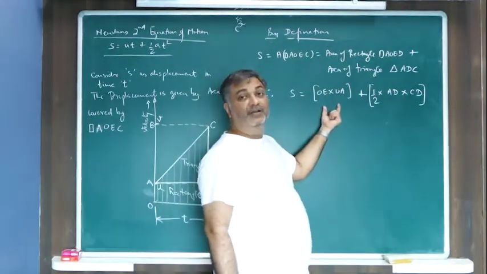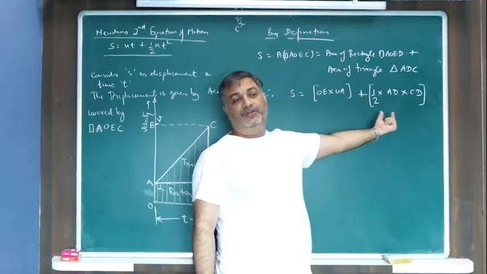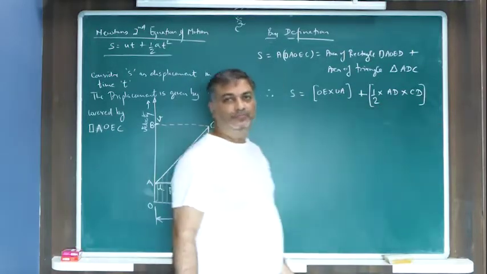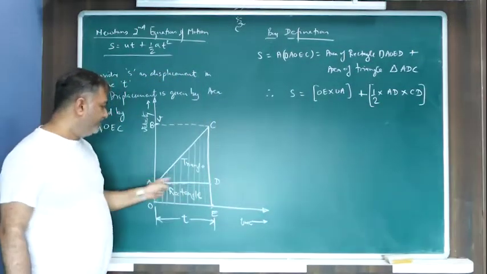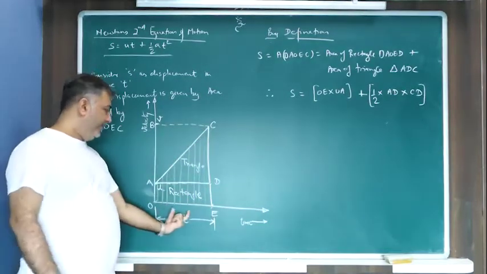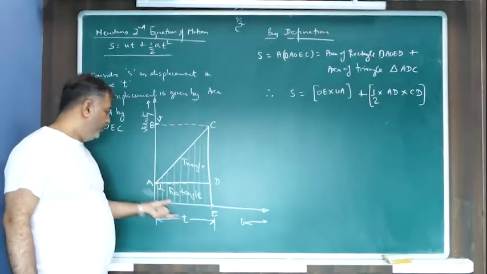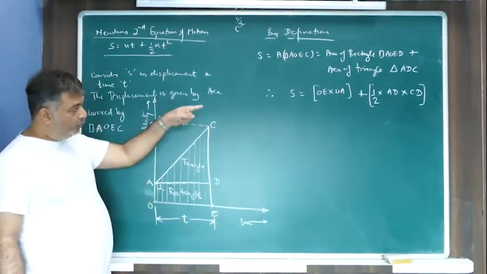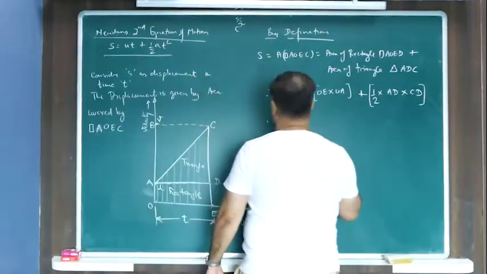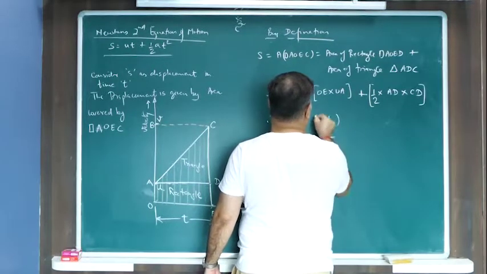Now, what is the rectangle's formula? Length into breadth. What is triangle's area? Half into base into height. So, length into breadth, half into base into height. Base, height, AD into DC. Then rectangle length OE, breadth OA. So, OE into OA. Clear? Now, therefore, S is equal to, what is OE? T. And what is OA? U. So, U into T.